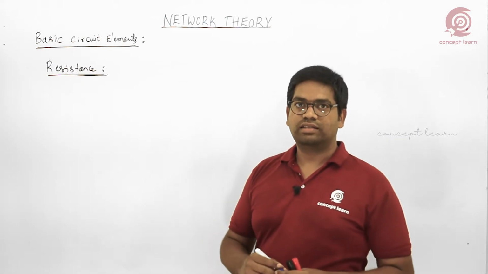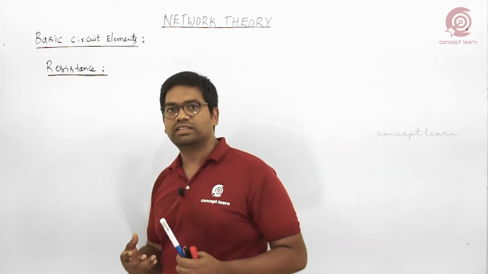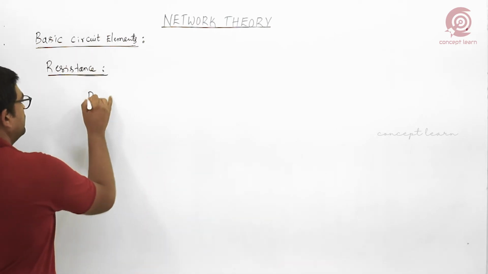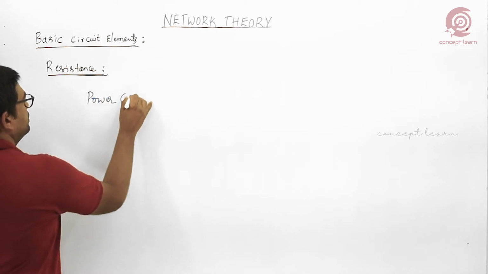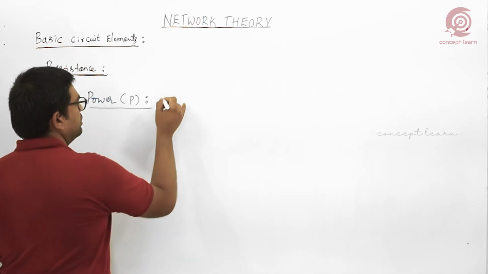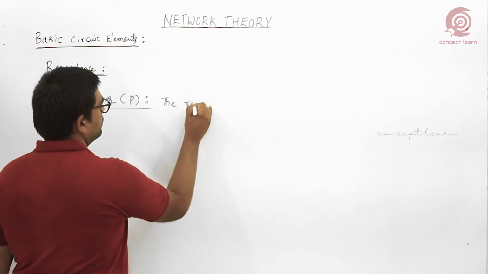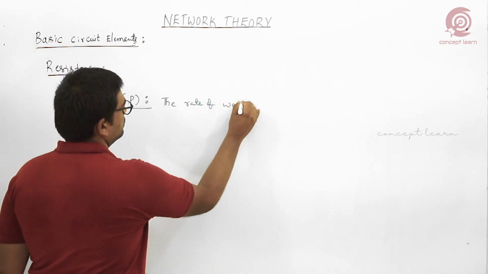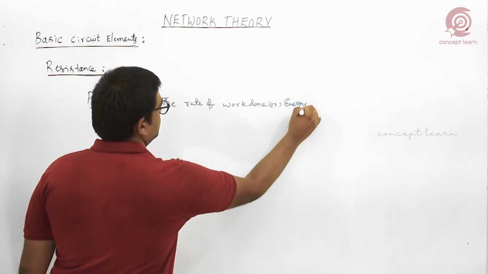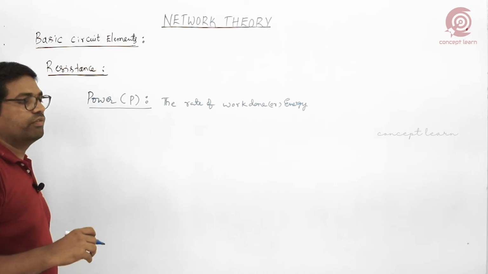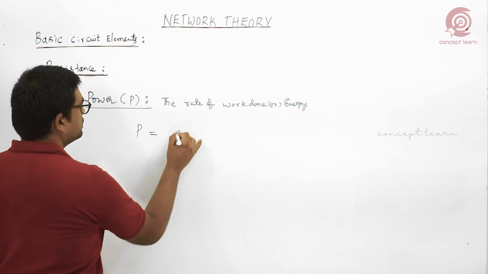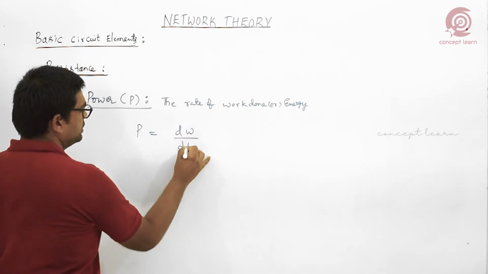Now we'll see other relations for resistance, like power as well as energy. What is the basic definition for power? The rate of work done or energy. Rate means every time we follow with differentiation. So the relation is rate of work done, dW by dt.